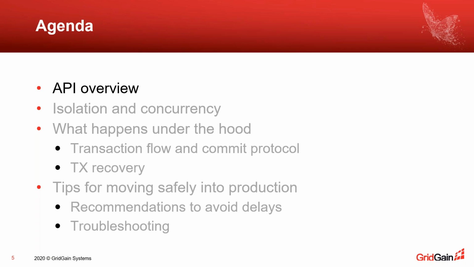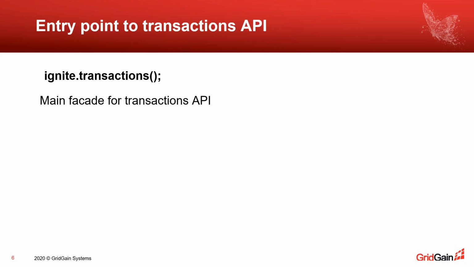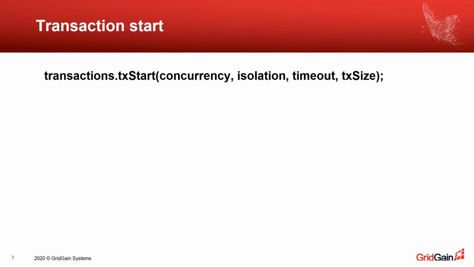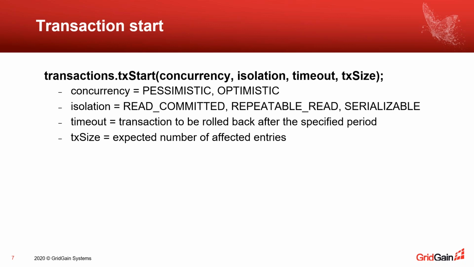I will briefly describe the most common methods in the transactions API. Probably you are already aware of them, but anyway. The entry point to the transactions API is the ignite.transactions call, and it gives you an instance of the IgniteTransactions interface, which is actually the main facade for the transactions API. On this IgniteTransactions, probably the most important method is txStart, which accepts 4 parameters. It actually starts a transaction, and you can configure concurrency and isolation. We will discuss these two later.